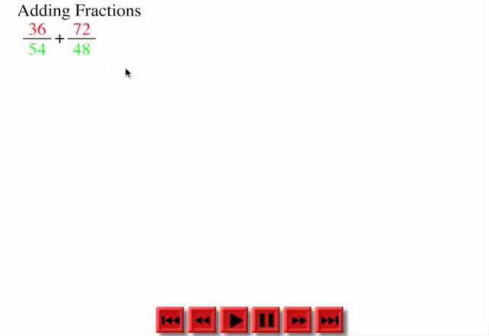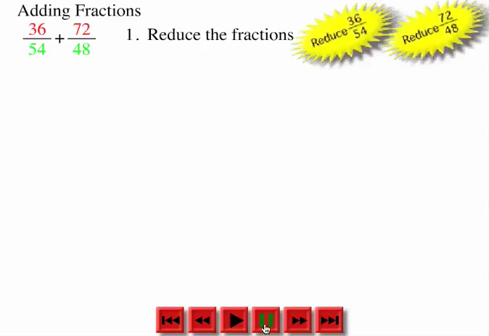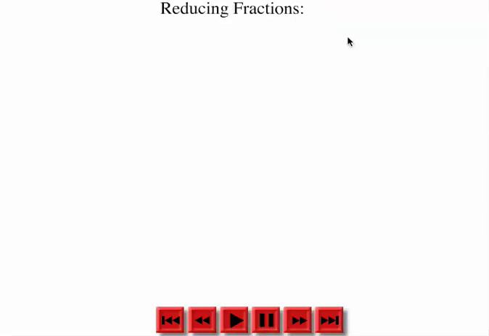Here we're adding fractions, and the fractions are 36/54 plus 72/48. So the first step is to reduce the fractions. So let's look at how to reduce 36 over 54.